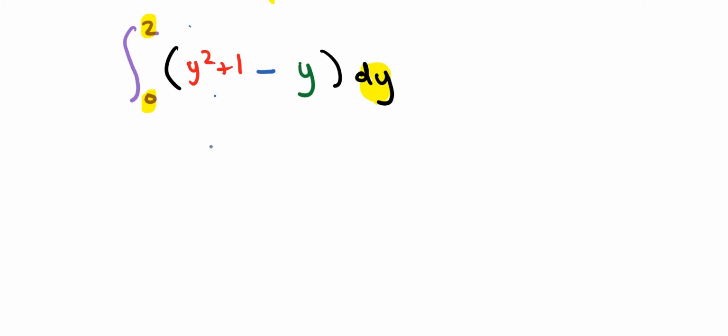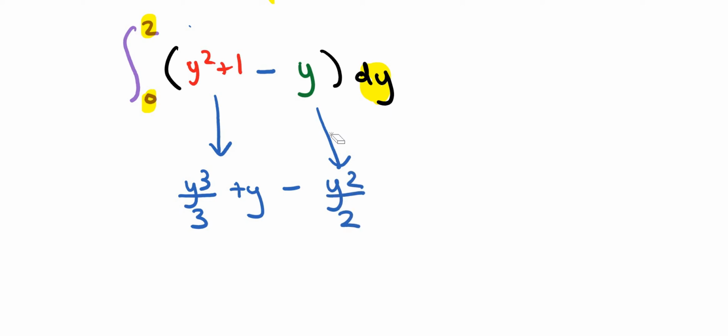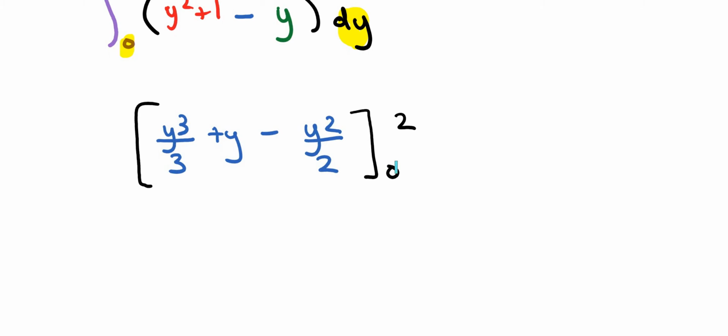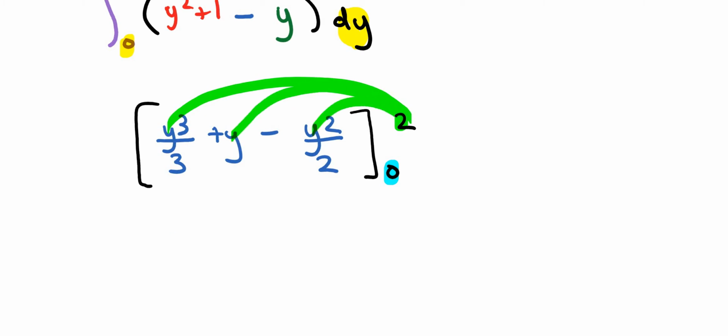All right, so here we go. The antiderivative of y squared plus 1 is y cubed divided by 3 plus y minus, and then the antiderivative of y is y squared divided by 2. And then after that, I can put this in a square bracket, going from 0 to 2. The good part here is that the lower bound is 0, so I can just focus my attention on the upper bound and plug that in for all the y values.